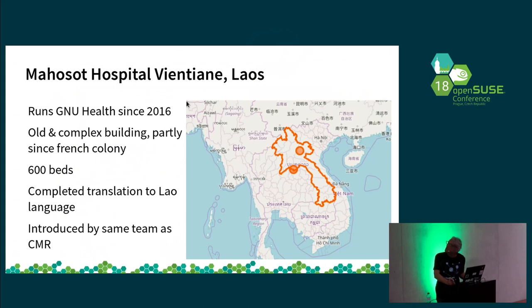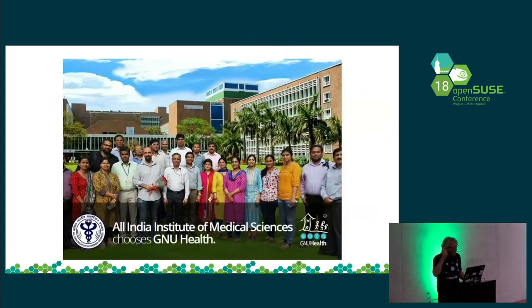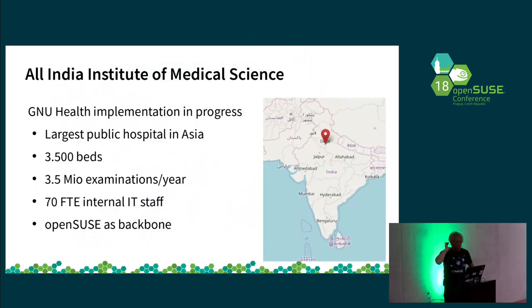of the existing implementations, and now I'm quite happy to announce a new implementation, which is already ongoing, of the All India Institute of Medical Sciences, located in Delhi. So after some evaluation, they have chosen GNU Health as their ERP system, and now, as you can see here, we're talking about completely different figures. The All India Institute is the largest hospital in South Asia. It has around 3,500 beds and about 3.5 million examinations per year. That means we have roughly 1,000 examinations per day. And this is a completely new size, which will put our project into challenges as well.